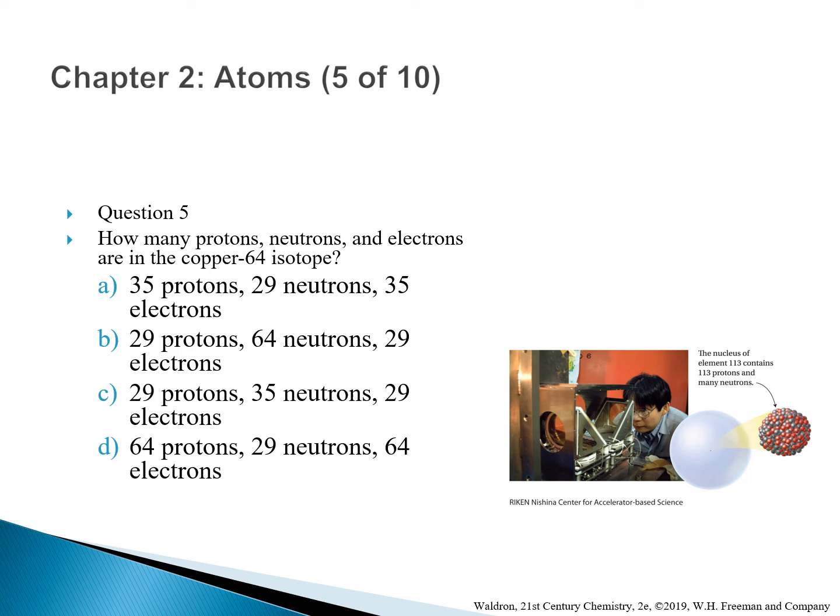How many protons, neutrons, and electrons are in the copper-64 isotope? A. 35 protons, 29 neutrons, and 35 electrons. B. 29 protons, 64 neutrons, 29 electrons. C. 29 protons, 35 neutrons, 29 electrons. D. 64 protons, 29 neutrons, and 64 electrons. Please pause your video here. The correct answer is choice C, 29 protons, 35 neutrons, and 29 electrons.